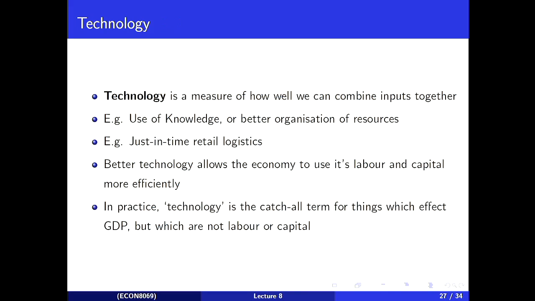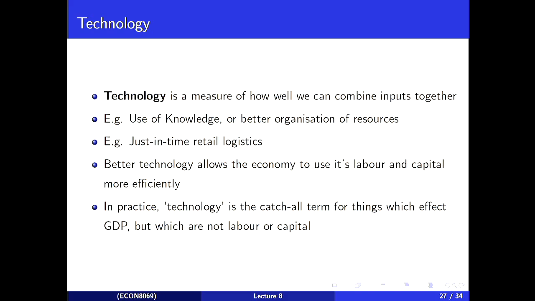Okay. And lastly, we want to talk about technology. And technology is a tricky one because it's the ephemeral one. It's not how much stuff we have. It's not how much education we have. It's all the other stuff. It's the systems that we use. So technology is a measure of how well we combine inputs together. So we're not thinking about how much we know, but how well we can use that knowledge, right?